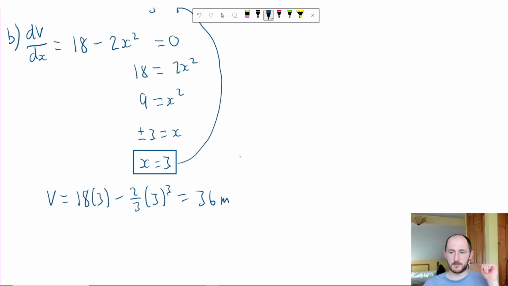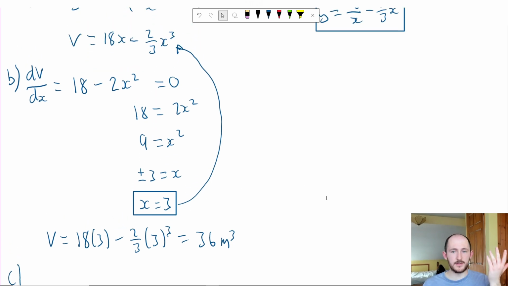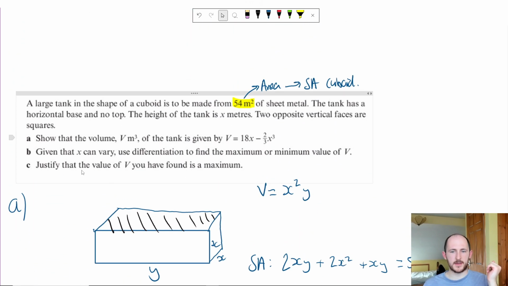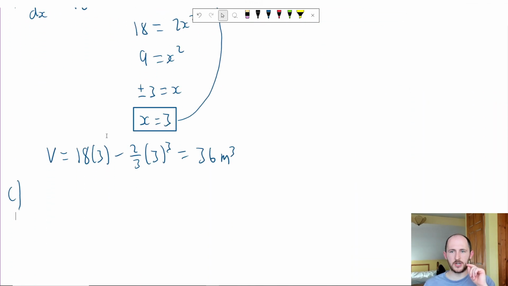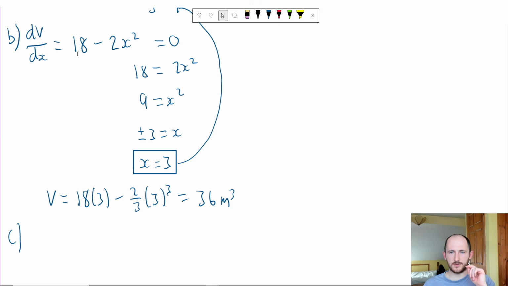I don't know if it's a maximum or minimum value yet, because of course I haven't done the second order differential. Part C, justify it's a maximum. There you go. Well, you differentiate one more time. So differentiating this equation equals just going to be minus 4x.